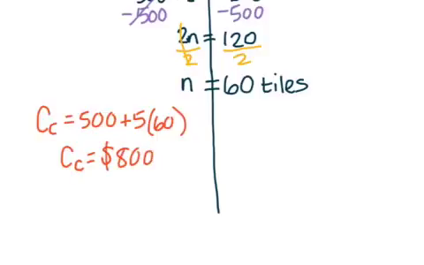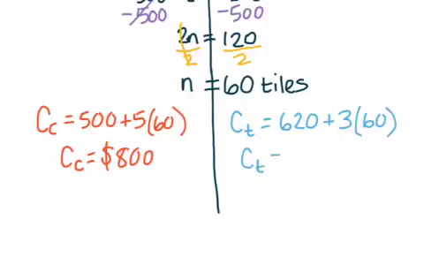So when I use my other equation for Tile and Beyond, I want to make sure that when I plug in 60 for my number of tiles, I'm getting the exact same amount, and then I know I've done this correctly. So my equation was the cost of Tile and Beyond was equal to 620 plus 3 times our number of tiles, which again we said was 60. So when I plug that in and I calculate that, I get that the cost for me to purchase 60 tiles at Tile and Beyond would also be $800.